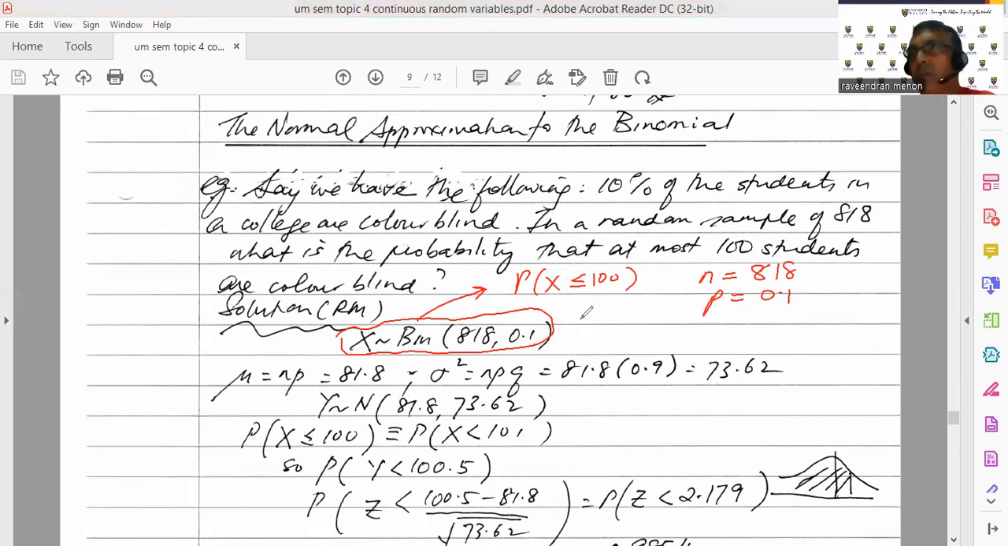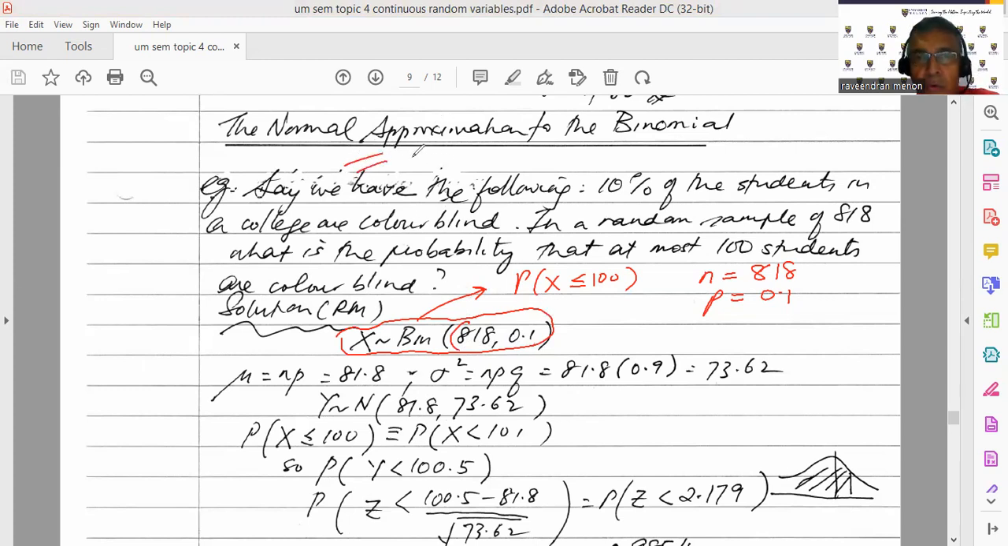If you're going to use the binomial formula, this is going to take a lot of work. And even if you have tables, some of the tables might not have these values of n, like 818. So we use the normal approximation.